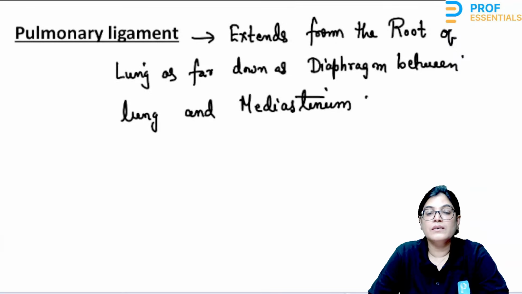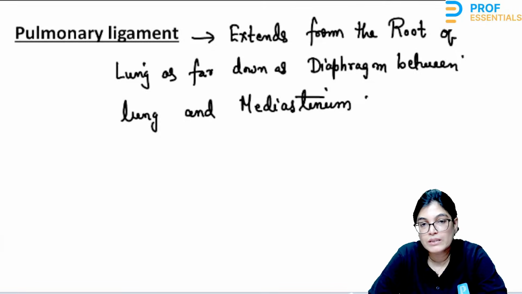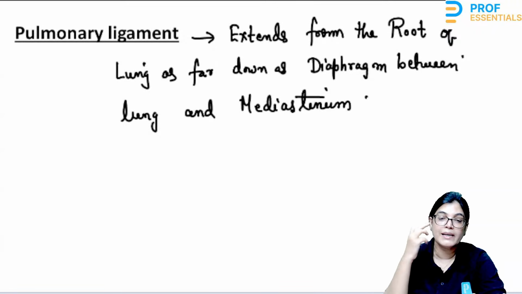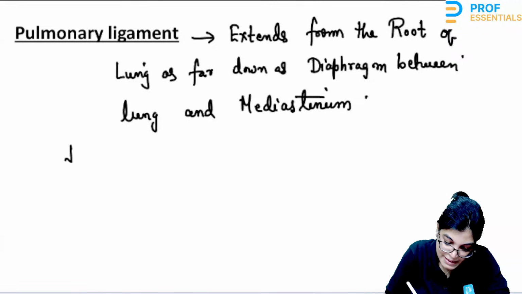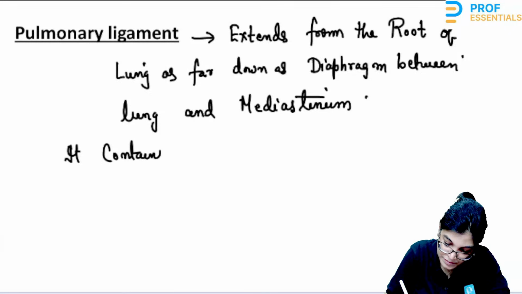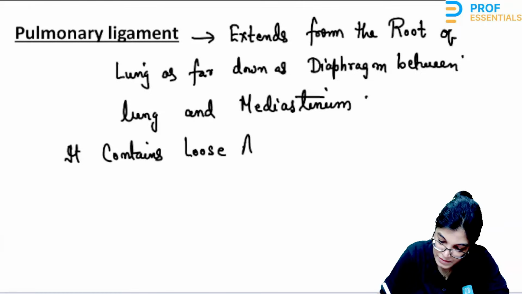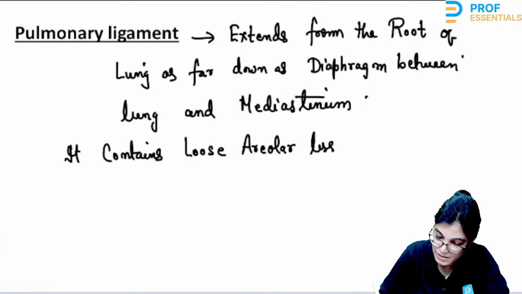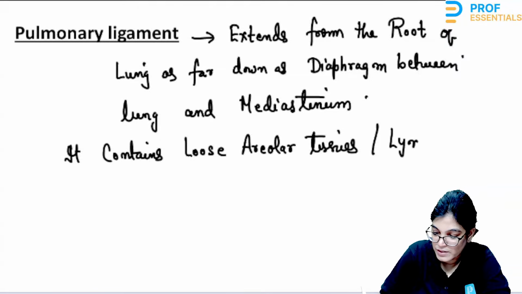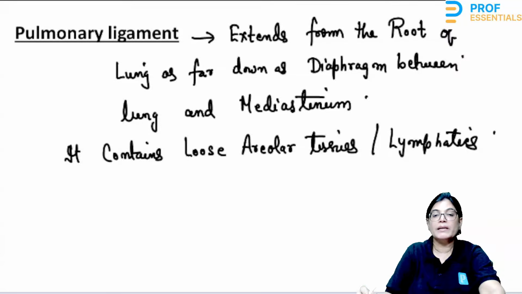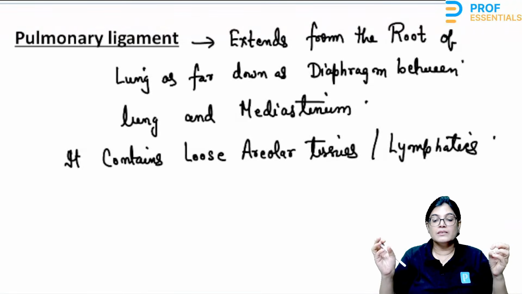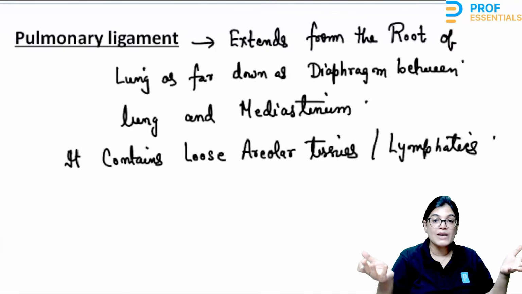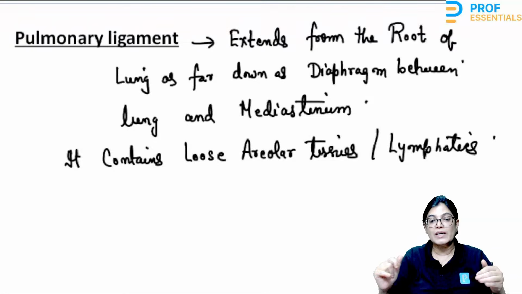The fold of the pulmonary ligament contains loose areolar tissue, and it contains a few lymphatics. Actually, the pulmonary ligament is extending from the root of lung. The root of lung will contain the bronchus, the pulmonary arteries, and the bronchial arteries. All these structures will be lying in the root of lung.